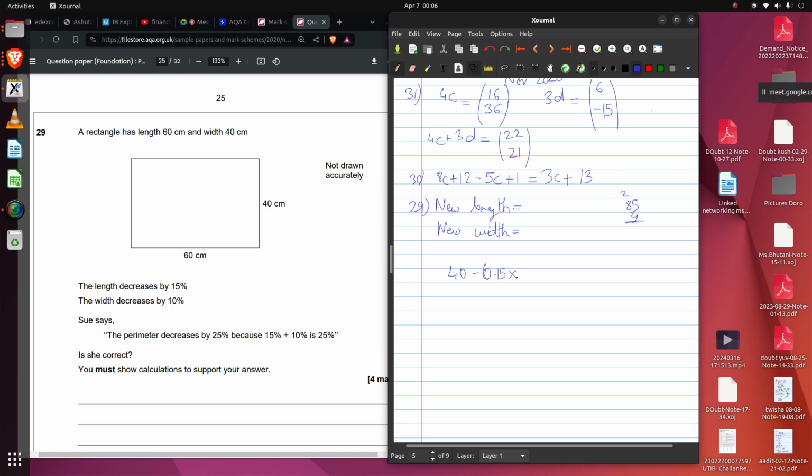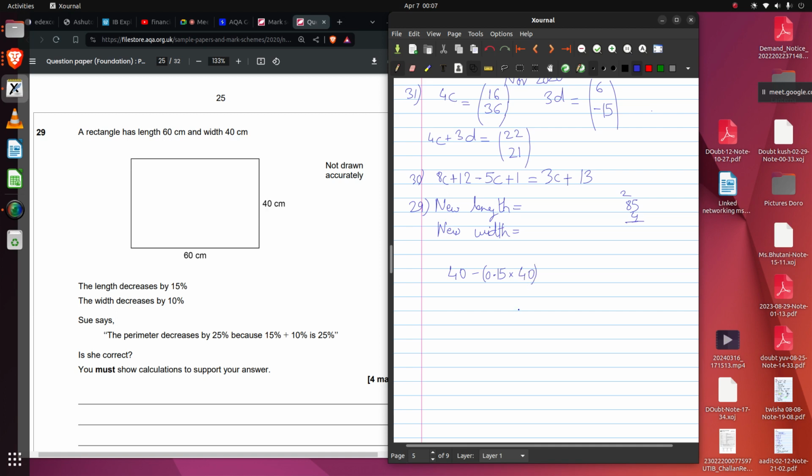Yeah, don't you have to multiply with this something? Times 15% of what? 0.15 means you're calculating 15% of something. What is that something? Think. 15% of... 15% of 40. What else?